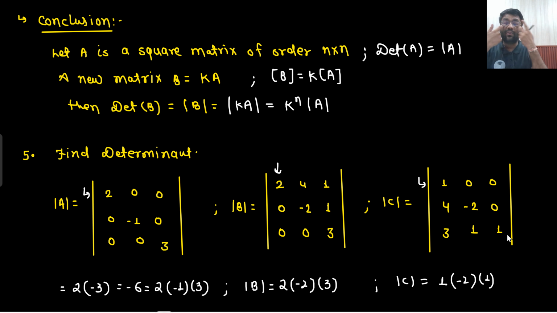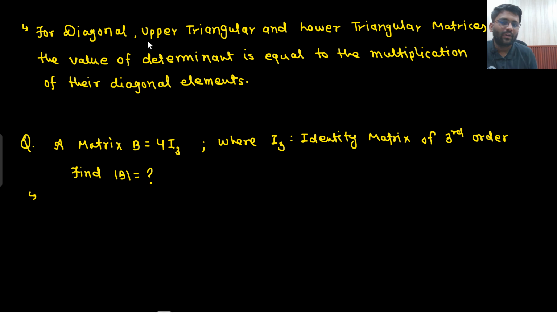So what is the determinant value you guys are getting? What do you think? So determinant value is nothing but the multiplication of the diagonal elements. 2 into minus 1 into 3. 2 into minus 2 into 3. 1 into minus 2 into 1. So for diagonal matrix, for upper triangular matrix, or for lower triangular matrix, the value of determinant is equal to their diagonal elements multiplication. Okay, so this has been written. For diagonal, upper triangular and lower triangular matrices, the value of determinant is equal to the multiplication of their diagonal elements. Very simple and very straightforward.